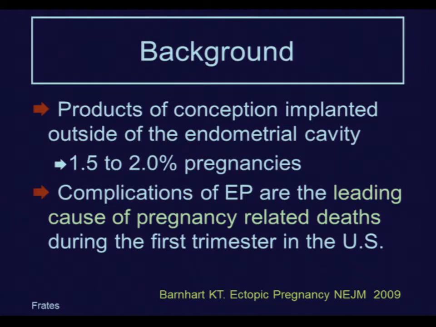Starting with the background, we know that ectopic pregnancy means that the products of conception have implanted somewhere outside of the endometrial cavity. And this is reported to occur somewhere between 1.5% to 2% of pregnancies. We also know that complications of ectopic pregnancy remain the leading cause of pregnancy-related deaths during the first trimester in the United States. So this is a critically important diagnosis for us as imagers to be able to make.